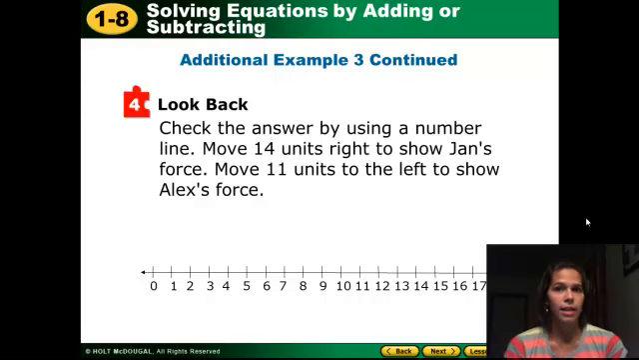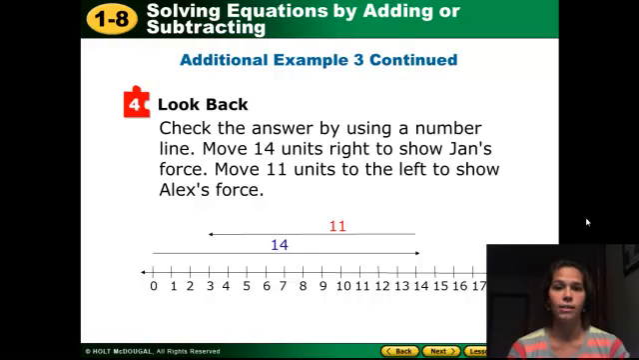One way to check problems like this is to put them onto a number line. Check the answer by using a number line. Move 14 units right to show Jan's force. So I started at 0, I went 14 to the right to show Jan, and now I'm going to move 11 units to the left to show Alex's force. And let's just see if that lands me at 3.